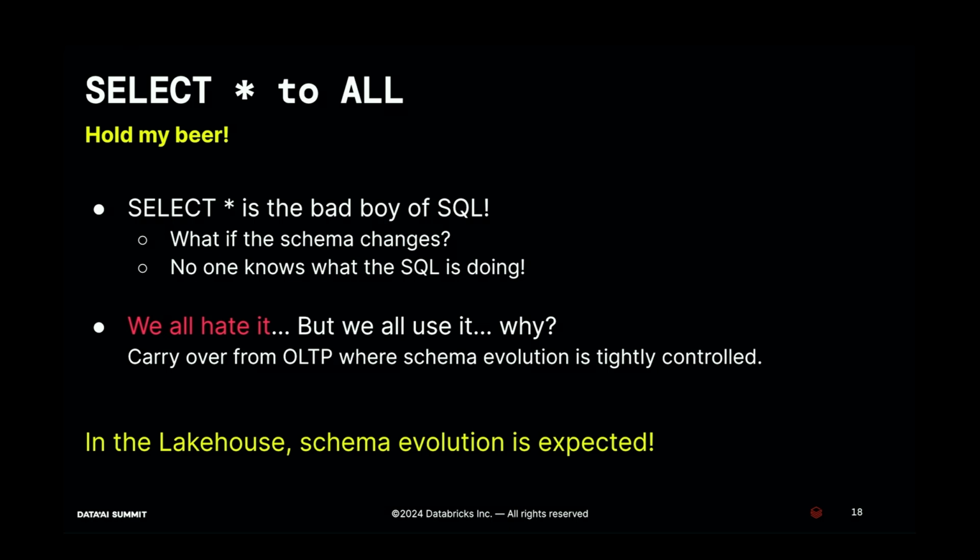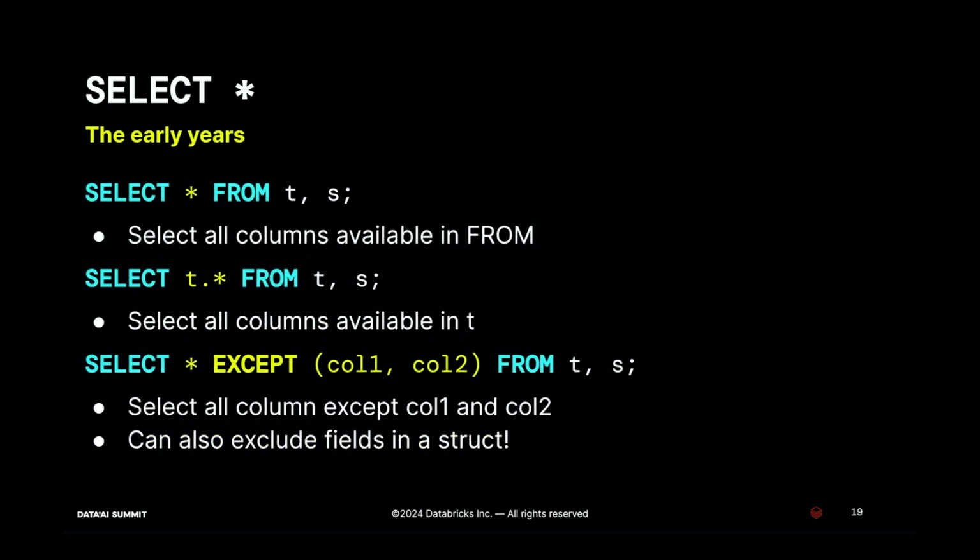Because in history, when you had an OLTP system, you're running on the mainframe, you're in a bank, you don't want anything to change. The schema never changes, right? Don't change the schema. It's all very tightly controlled, right? But in the lakehouse, schema evolution is expected. We have schema chaos. We want to evolve it. We want to make our life easier. A lot more stuff is ad hoc. So the role has changed, right?